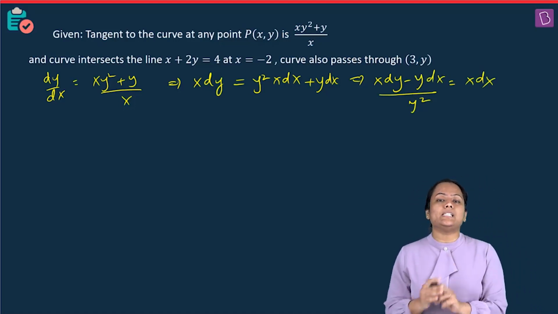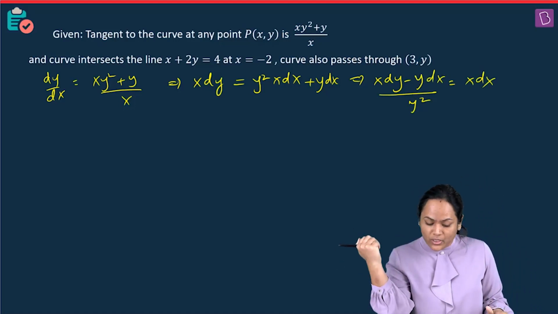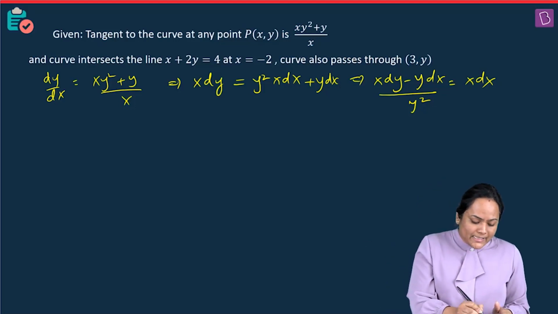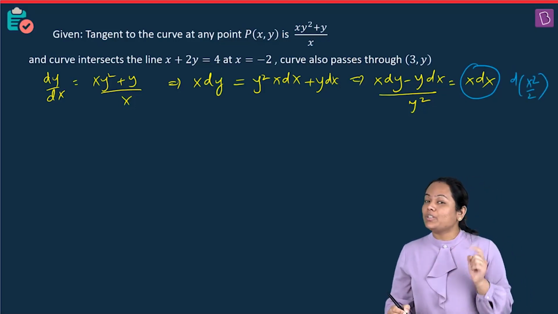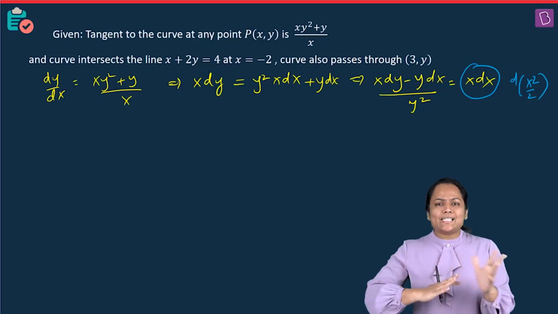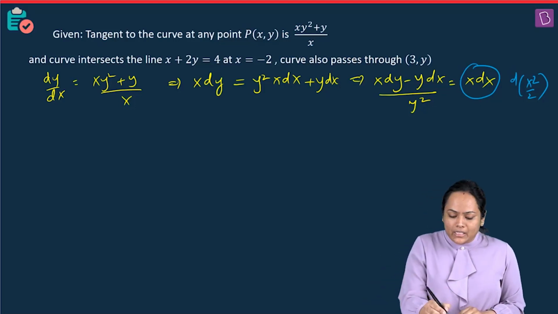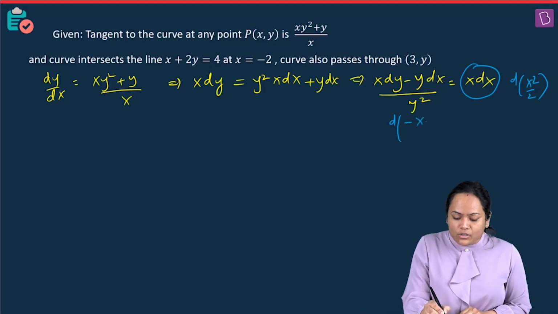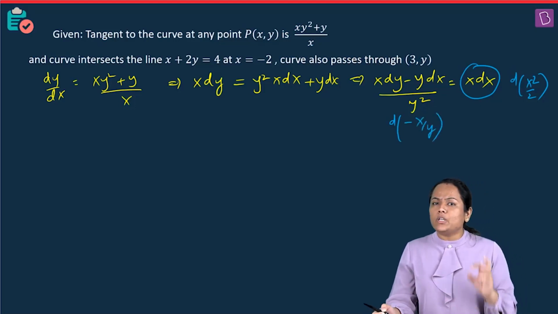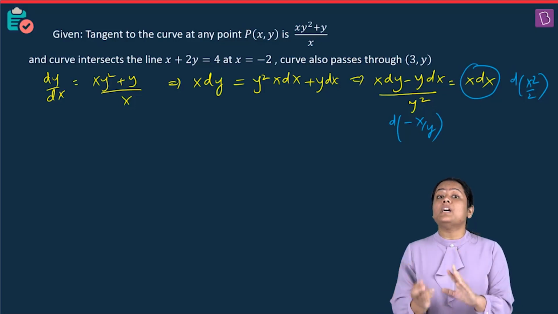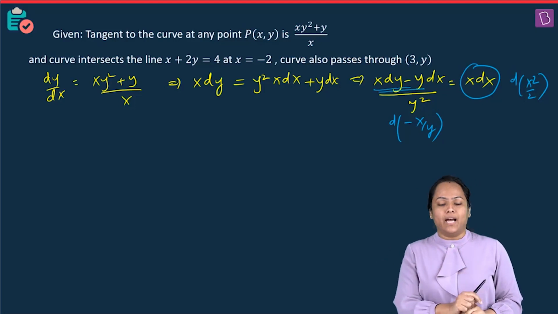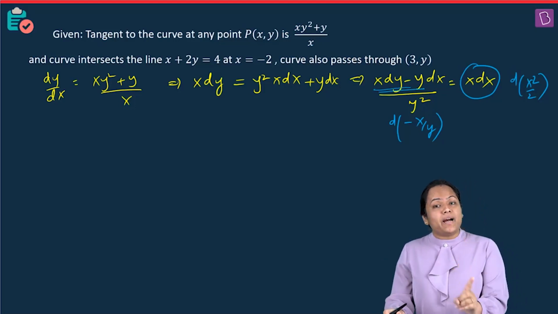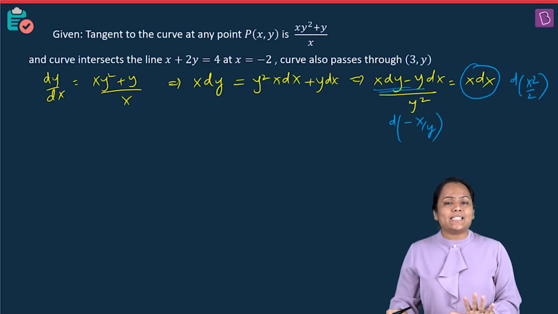Now, this is similar to my exact differential equation because I can say that my right hand side part definitely is my derivative of x square by 2. Isn't it? And what about the left hand side part? Well, you can see somewhat a question form is written, right? So it will be derivative of minus of x by y. Because you already know when I differentiate x by y, it becomes y dx minus x dy. Here it's written negative of that. So therefore, I have derivative of minus x by y. So now I have my exact differential equation.